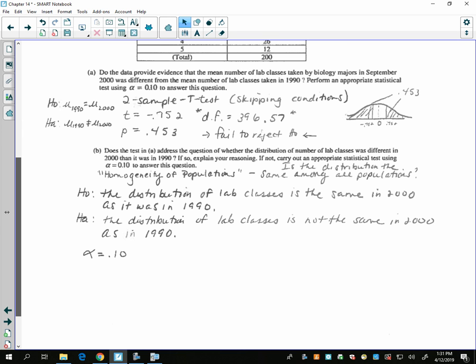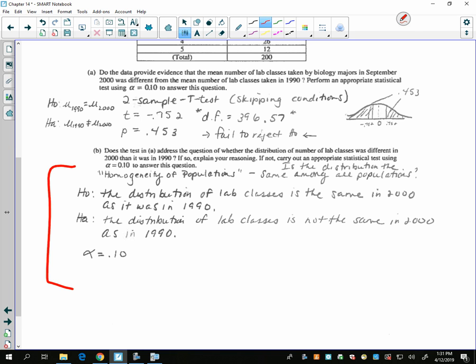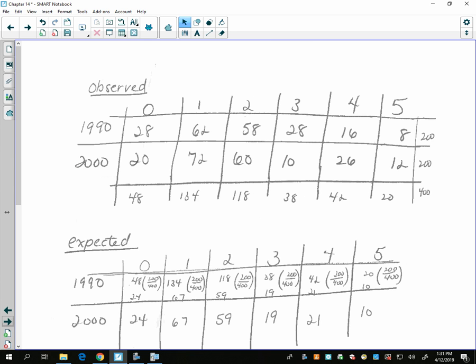So the null again is the distribution of lab classes is the same in 2000 as it was in 1990. And the alternative is that the distribution of lab classes is not the same in 2000 as it is in 1990. And they told us to use an alpha level of 0.1. So here's my parameter in the chi-square test. And the next step in a chi-square test is to calculate the observed and the expected.